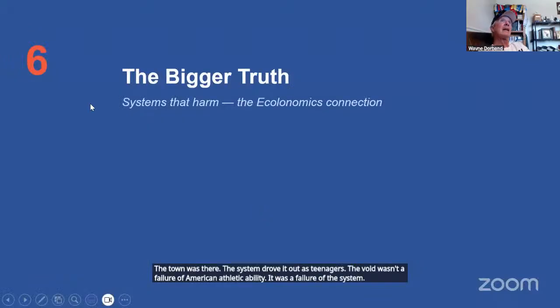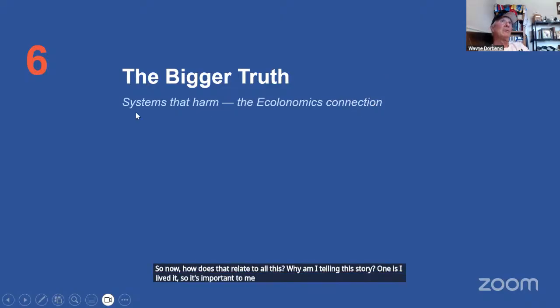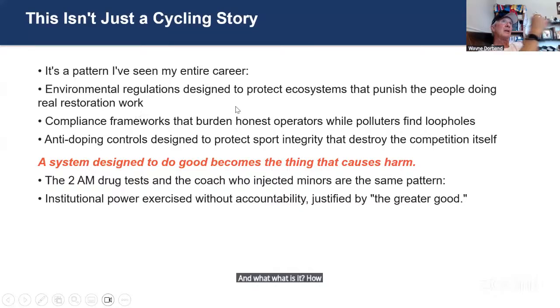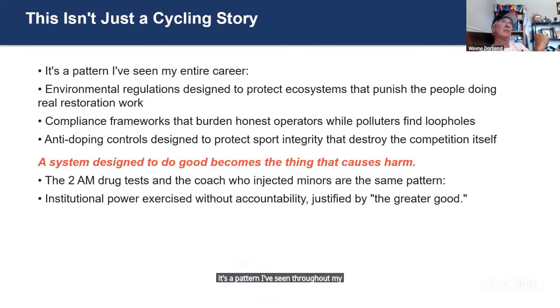So now, how does that relate to all this? Why am I telling this story? One is I lived it, so it's important to me. And how does it relate to other things? This isn't just a cycling story. It's a pattern I've seen throughout my career.